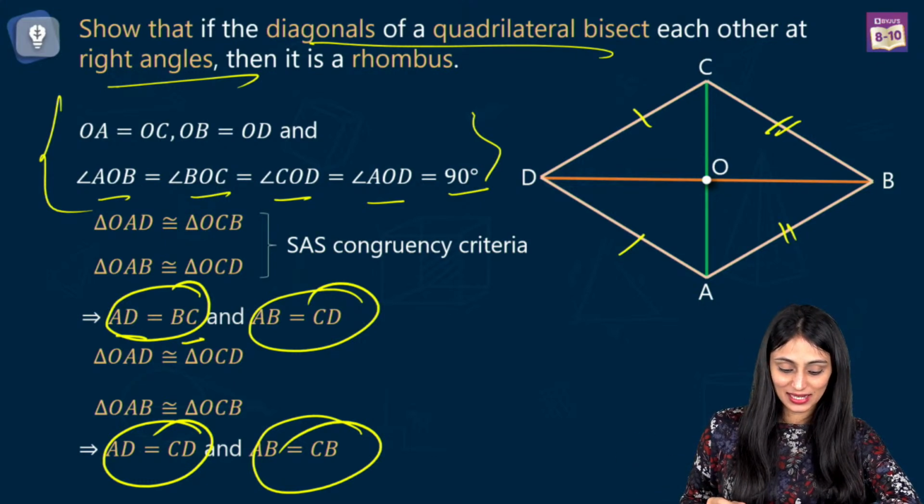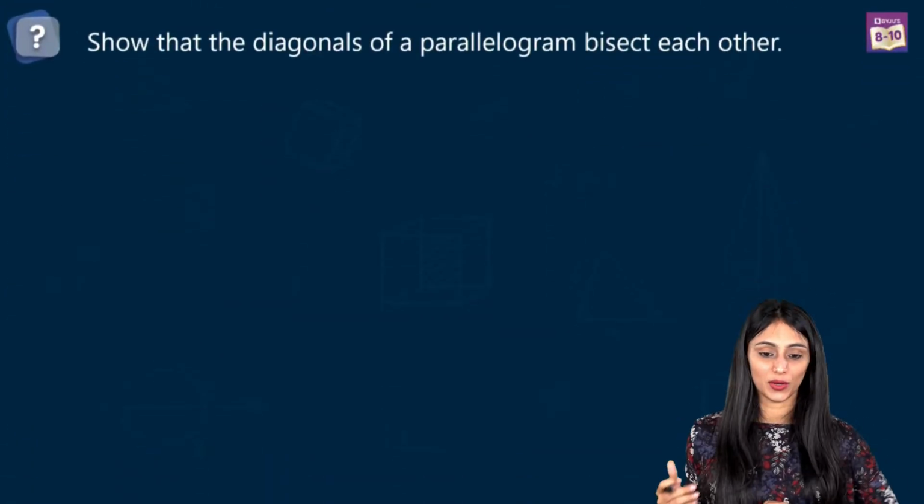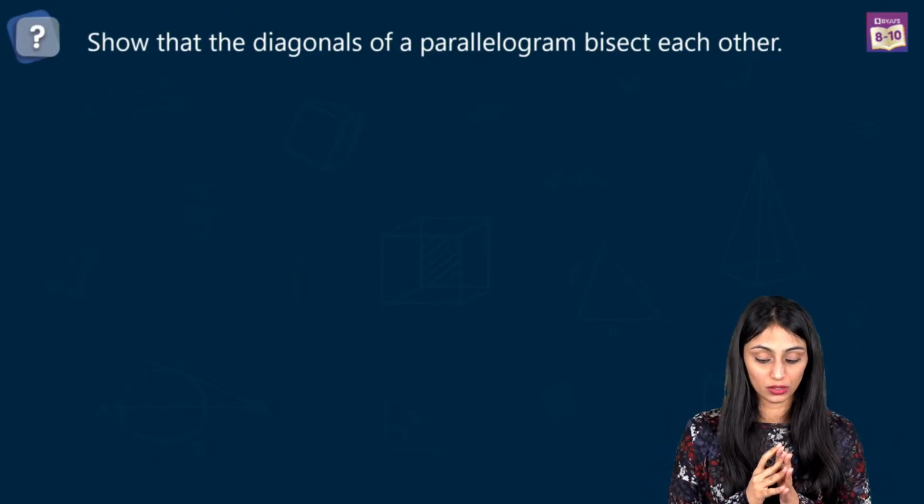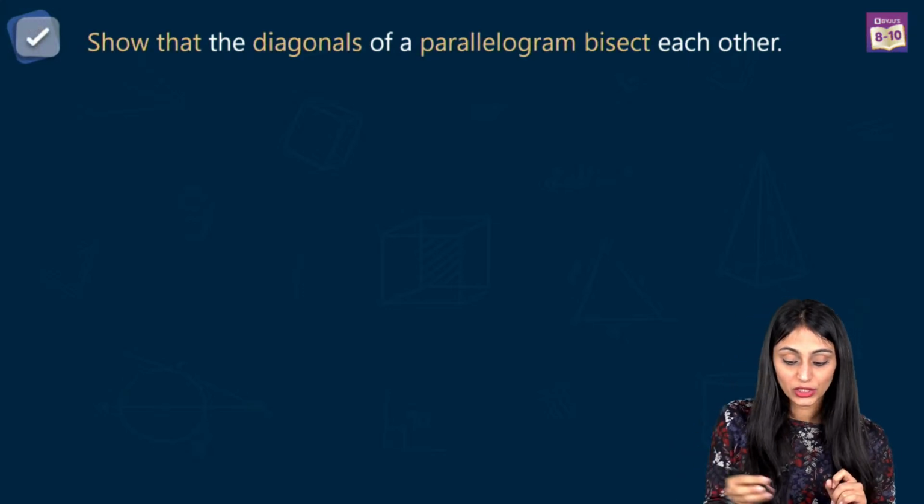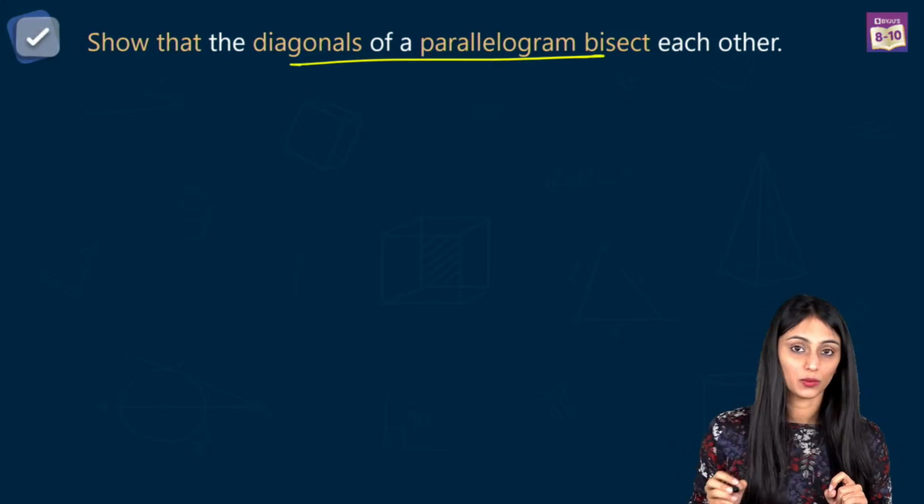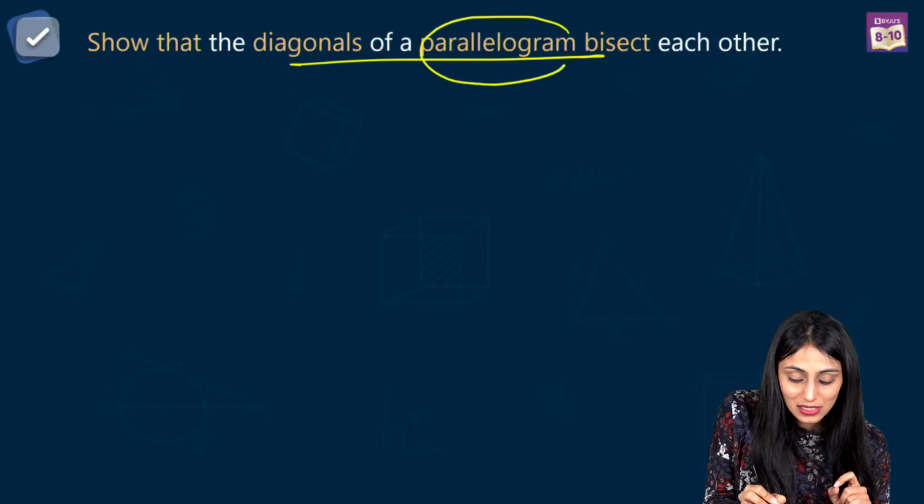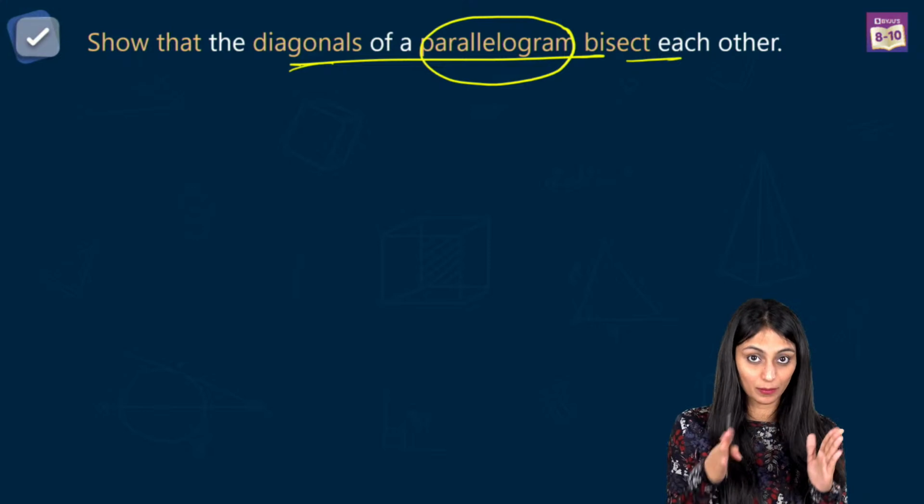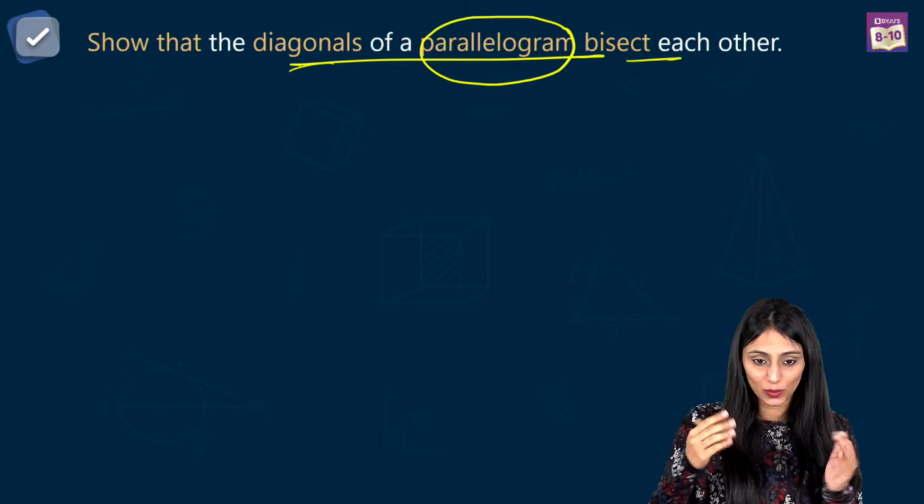Alright. Let's take a look at another question. Show that the diagonals of a parallelogram bisect each other. What is the given information here? We are talking about the diagonals of a parallelogram. So we are only given that it is a parallelogram, right? We need to show that the diagonals here are bisecting each other. Bisecting means they're dividing them into equal halves.